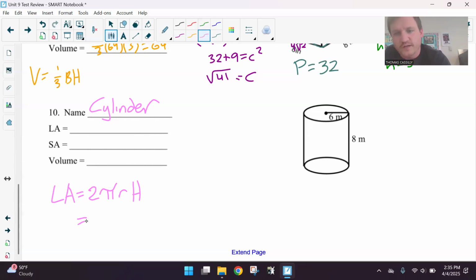So what you're doing is taking the perimeter of the base, which is a circle. The perimeter of the base we call the circumference. So this part right here, that's the circumference of a circle, times the height. That's going to give us the lateral area. So we're going to have 2 times pi times 6 times 8. 6 times 8 is 48, times 2 is going to give us 96. So we got 96 pi.